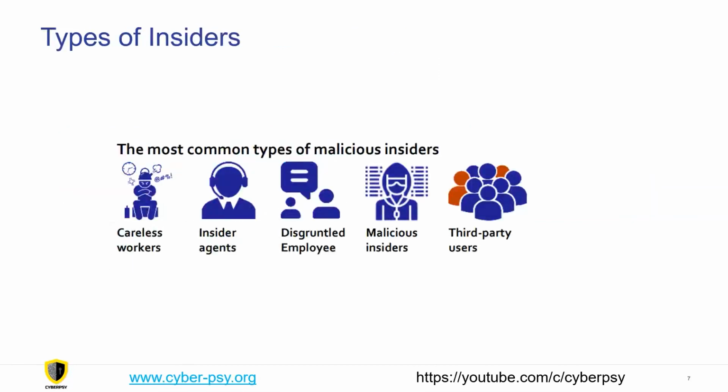Who are the types of insiders? They are the people present within the organization, or maybe a guest who came to the organization but is accessing your Wi-Fi data. It might be careless workers who do careless mischief unknowingly, and they can be insider agents, disgruntled employees, or people who resign. Malicious insiders do it wantedly. Then there are third-party users.